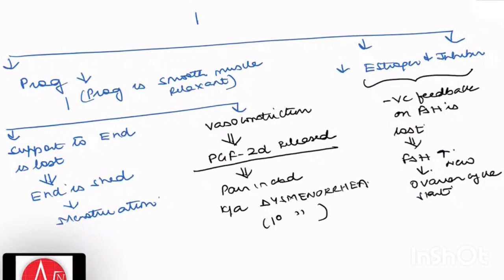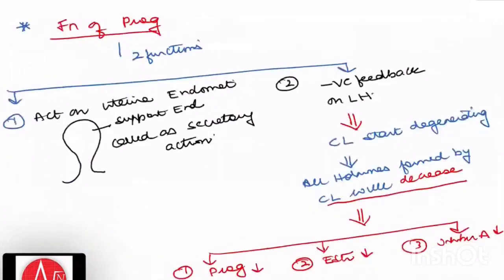कॉर्पस लुटियम क्या बनाएगा? कॉर्पस लुटियम बनाएगा प्रोजेस्टेरॉन, ईस्ट्रोजन और इनहिबिन. अब जब प्रोजेस्टेरॉन बनेगा, प्रोजेस्टेरॉन फिर से दो काम करेगा. वो एंडोमेट्रियम को सपोर्ट करेगा और it will have a negative feedback on LH. तो levels of LH will decrease. Because levels of LH will decrease तो जो कॉर्पस लुटियम है उसकी डेथ हो जाएगी. और जब कॉर्पस लुटियम की डेथ होगी तो जितने हार्मोन्स थे जो कॉर्पस लुटियम ने बनाए थे वो सारे फिर से डिक्रीज हो जाएंगे.